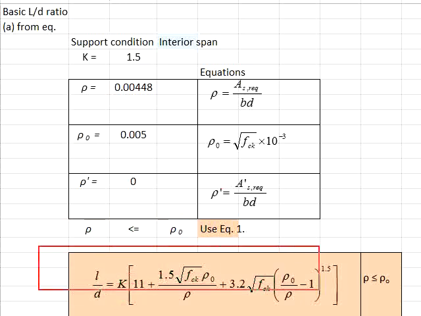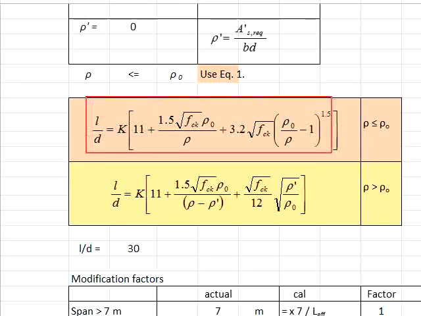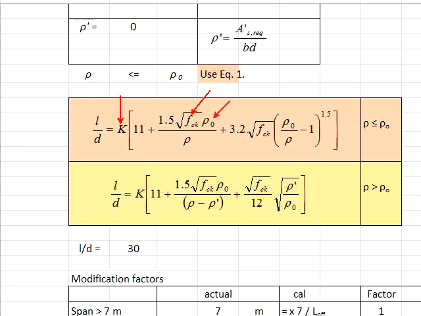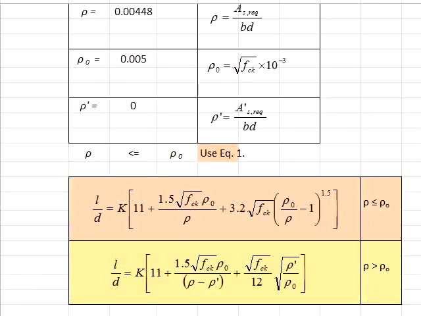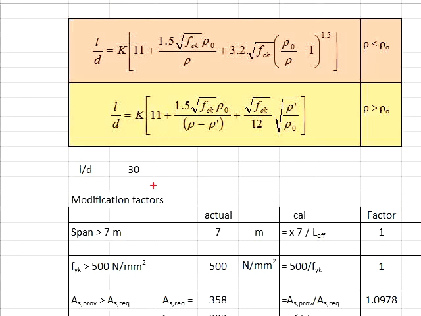That means you're going to use this equation. Substitute the relevant values into the equation here. This includes K equals 1.5, fck equals 25, rho naught based on what we have calculated, which is 0.005, and rho, it will be 0.00448. Then you get the L per D limit, which is 30.